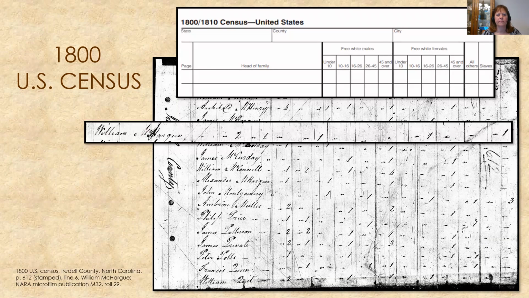Again, we find William McHarg enumerated in Iredell County, North Carolina. Included in his household in 1800 were 2 free white males aged 10 to 16, 1 free white male aged 16 to 26, 1 free white male aged 45 and older, and 1 free white female aged 26 to 45. There also is now a listing for 1 slave.